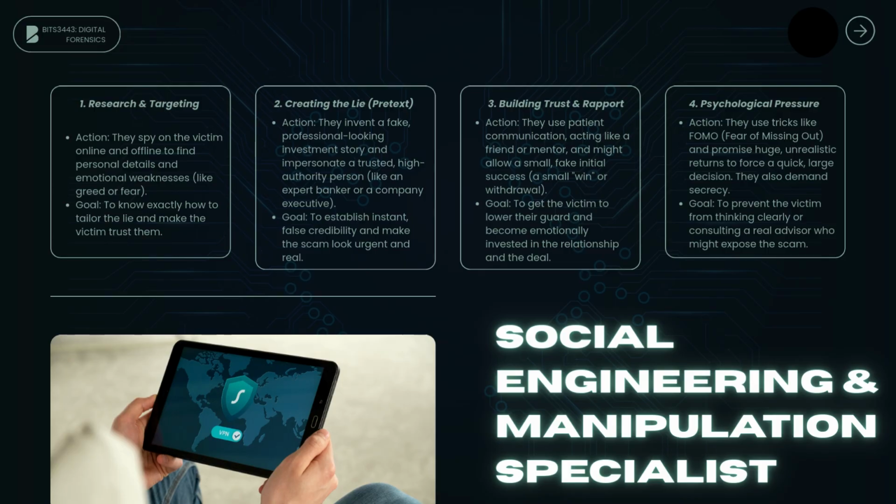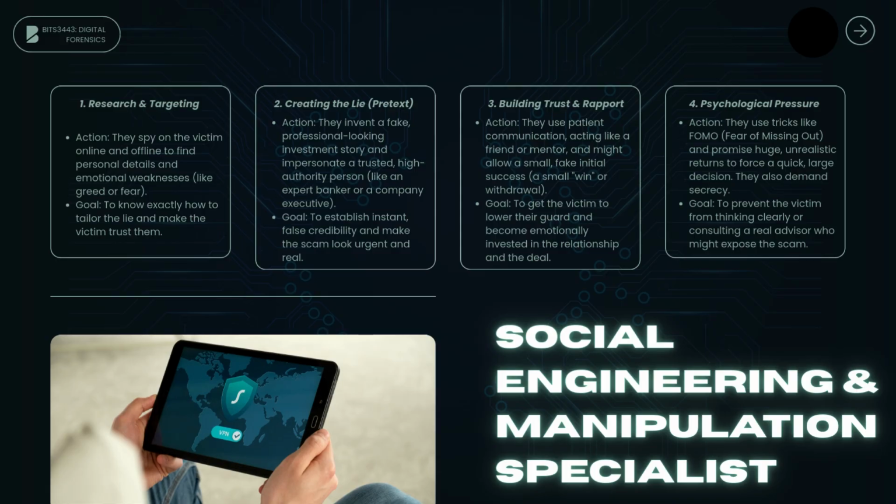Next, social engineering and manipulation specialists. The first is research and targeting. They spy on the victim online and offline to find personal details and emotional weaknesses like greed or fear.